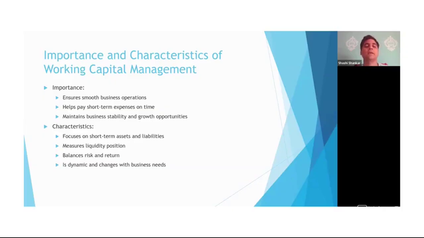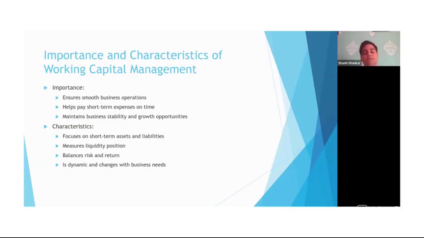It also helps pay short-term expenses on time, definitely, right? Because working capital management helps to pay short-term expenses on time. Another one is that it maintains business stability and growth opportunities, definitely. The ultimate objective is to maintain business stability and growth opportunities.